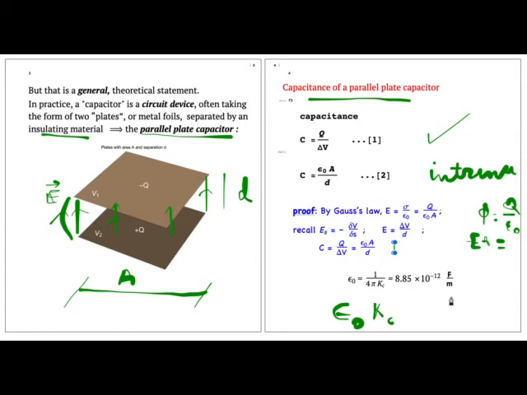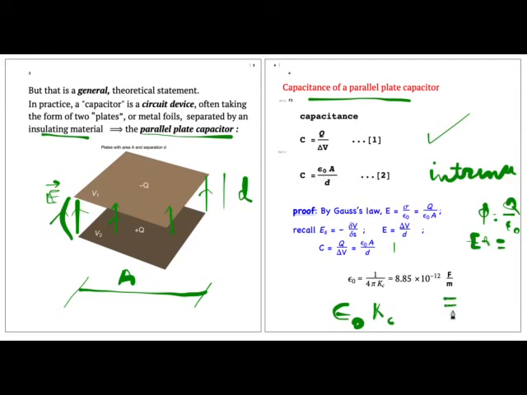Now what is the unit? Well, I could write the unit in terms of coulombs and volts and things like that, but I can also write it in terms of farads, because you see here, C is farads, A is meters squared, and D is meters. So farads per meter is epsilon 0.